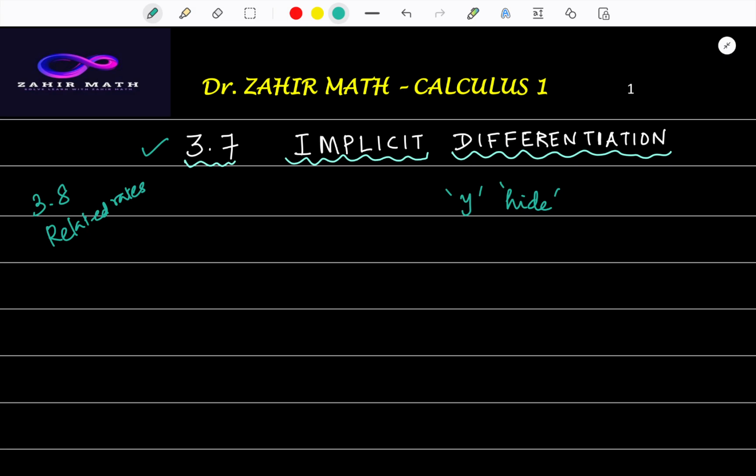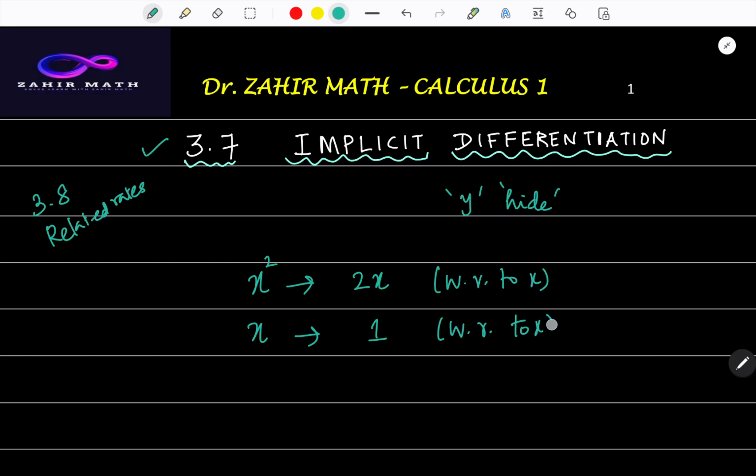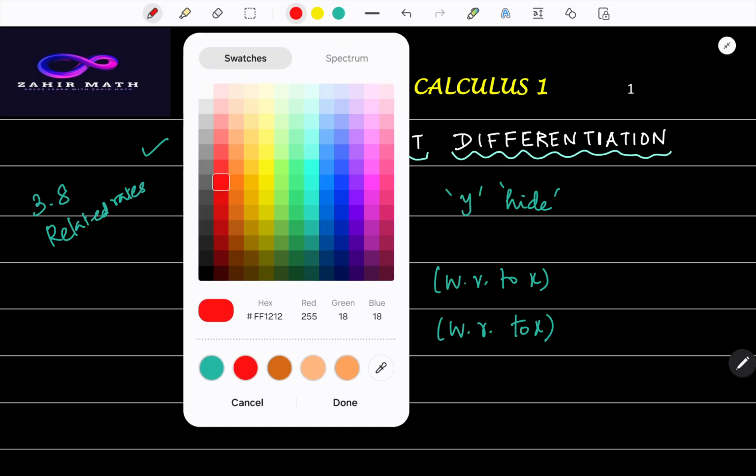Before going to this, let me do something in this exercise. What is the differentiation of x square? It's 2x. You know very well, right? And what's the differentiation of x? It's 1 with respect to x. Again, I'm saying with respect to x. This is also with respect to x, right? Let's start with y.